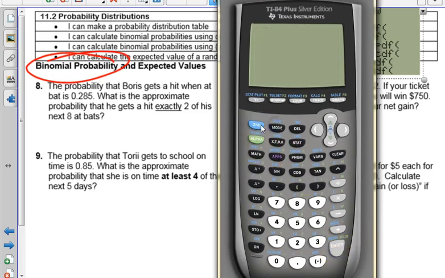But what it stands for is, what do you put in first? Number of trials. So how many at bats? 8. P is the probability of success, which is 0.285. X is the number of times you want it to happen, which is 2. So it's binom PDF 8, 0.285, 2.